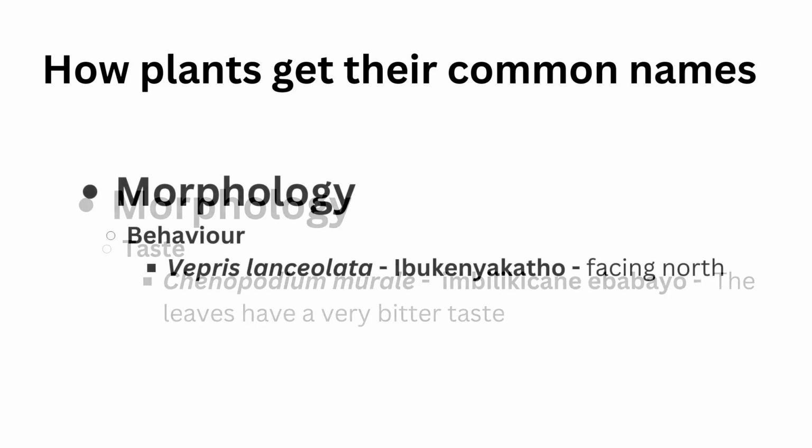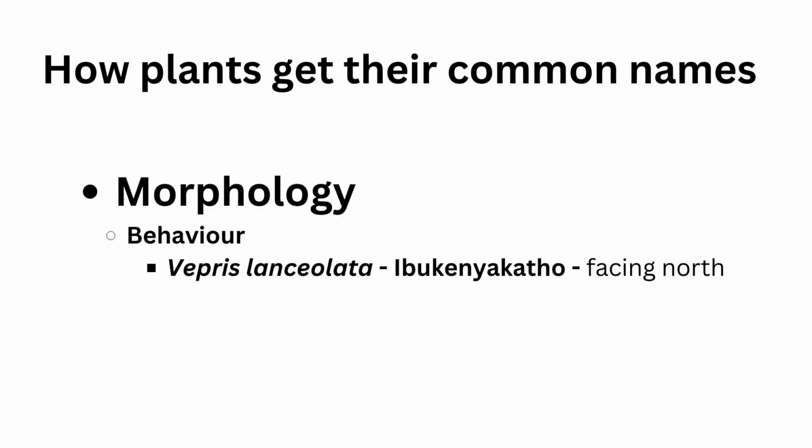Ibukenyakato is an evergreen tree that is scientifically known as Vepris lanceolata. This plant grows in the coastal and riverine forest areas, and it always faces or leans northward, hence the name. So it's named after a behavior. Ibugenyagato means north facing or facing northward.